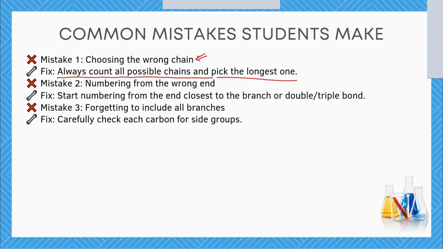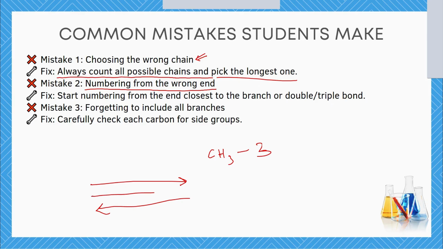The second mistake is that they number from the wrong end. You saw the previous example that we did where we showed 2 possibilities of counting, and then if we counted from left to right, our carbon that has the methyl group will have number 2, and if we counted from right to left, the carbon that has the methyl group will have number 3. So we had to count from left to right. Students make that mistake by numbering from the wrong end.